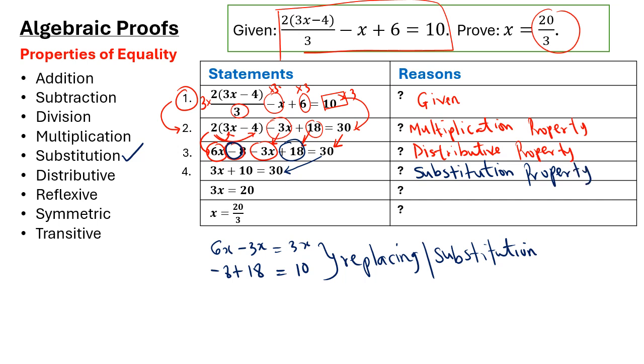All right, let's go to step number 5. In step number 5, we see that the 10 is no longer there, and the 30 here has reduced to 20. You can see that. So I think they have subtracted 10 from both sides. So that should go in for subtraction property.